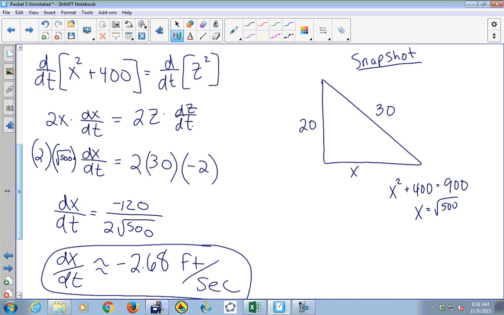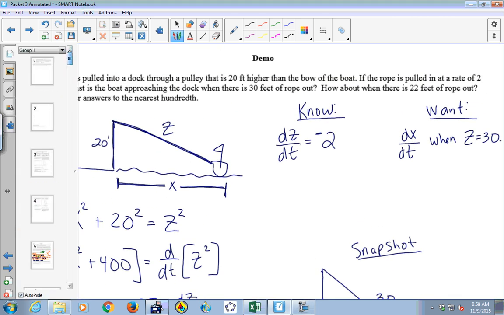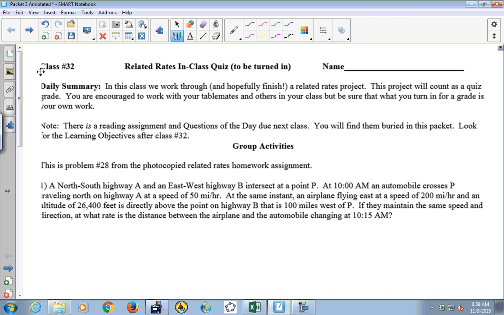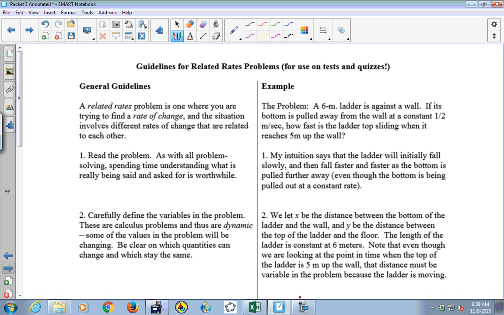Okay, so that's kind of a complicated example, but it sort of gives you the gist of related rates. There's an example at the beginning of your packet. So this first page is a related rates in class quiz. We're going to do this in class. It's the first page of your packet just so that you can rip it out when we're ready to do it. The next page is a handout, guidelines for related rates problems. And you can use this on your next test, okay, and the in-class related rates quiz.